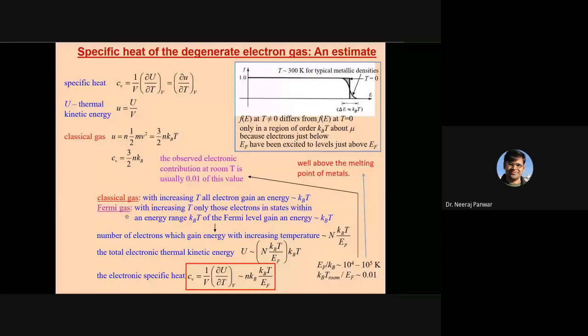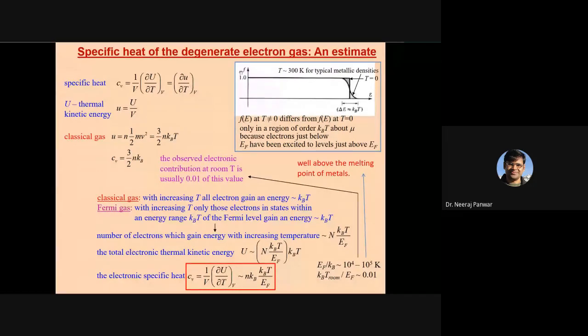However, in the case of a Fermi gas, or a Sommerfeld quantum electron gas, when we increase the temperature of the metal by an amount T, only those electrons in states within energy range kBT of the Fermi level will gain this amount of energy kBT. And this is what is shown here.